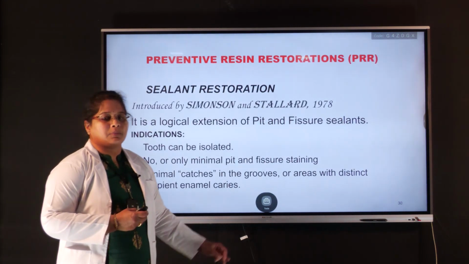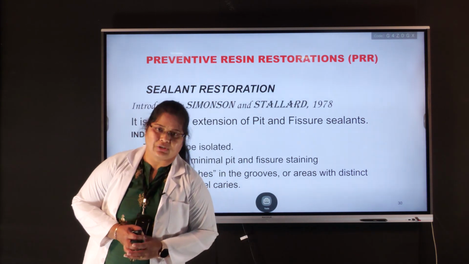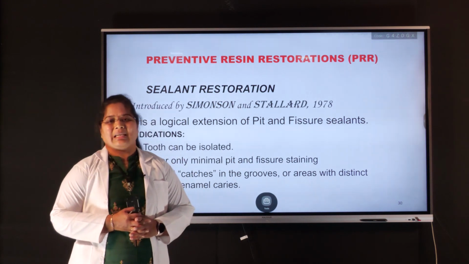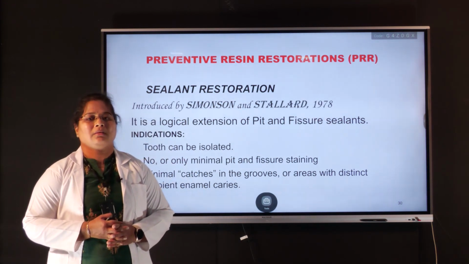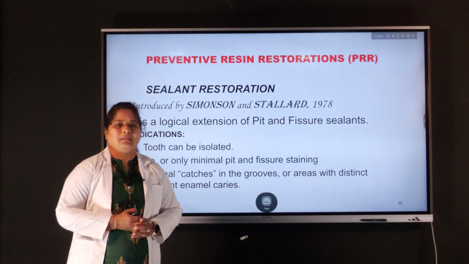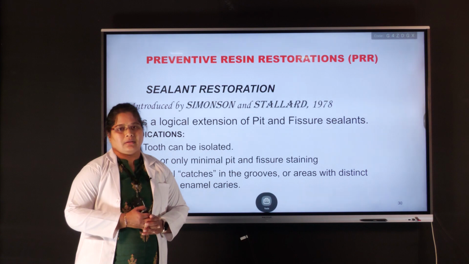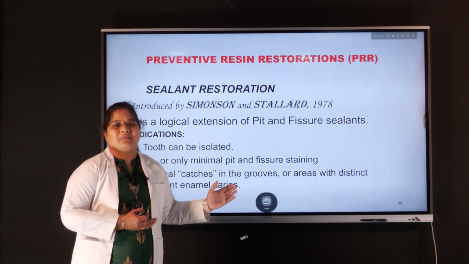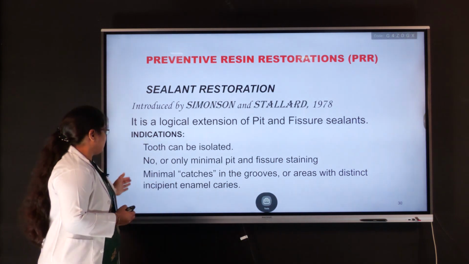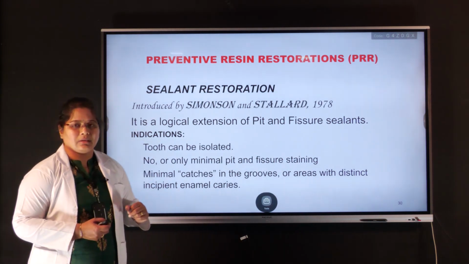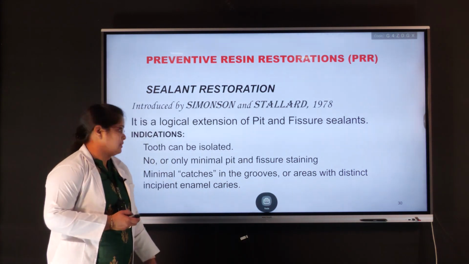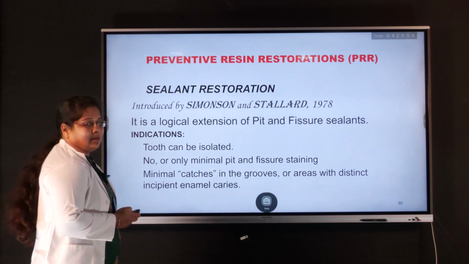Now I am going to discuss about preventive resin restorations. Preventive resin restoration is nothing but logical extension of the pit and fissures. If there is a cavity or incipient cavity in the fissures, we can go for the preventive resin restorations. You can see the steps in the indications. Indications: first one is the incipient cavity in the fissures, and minimal catch.